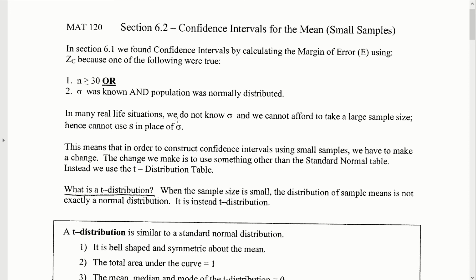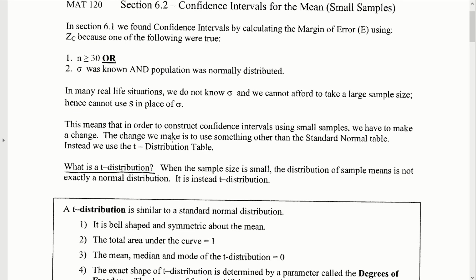In many real-life situations, we won't know sigma, and we cannot afford to take a large sample size. Hence, we cannot use s, the sample standard deviation, in place of sigma. This means that in order to construct confidence intervals using small samples, we have to make a change. The change is that we're going to swap out the standard normal table for a new distribution, which is going to be called the t distribution.